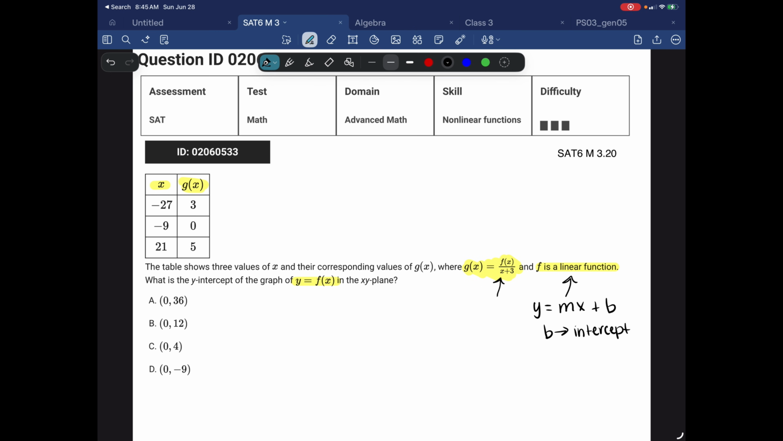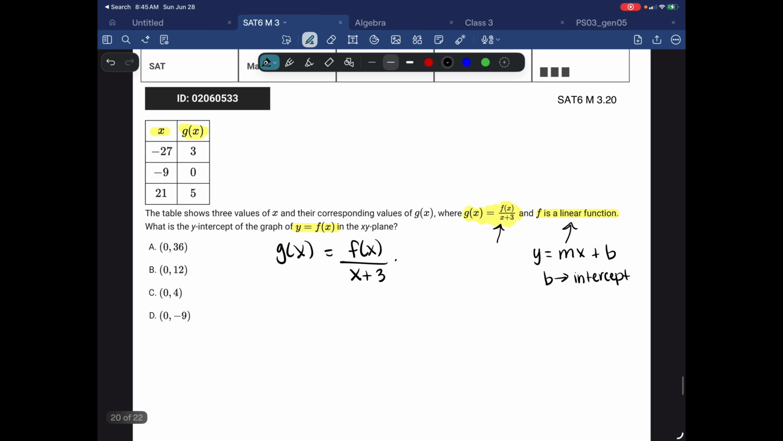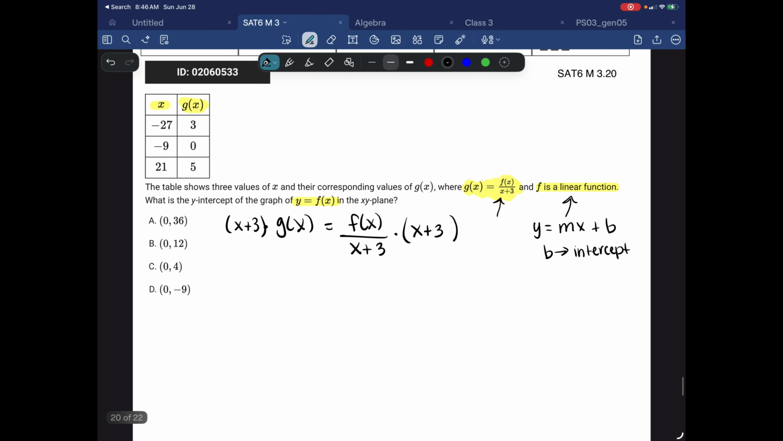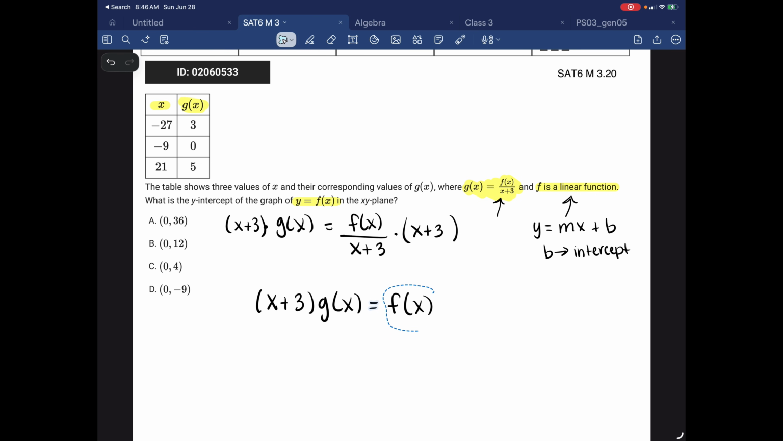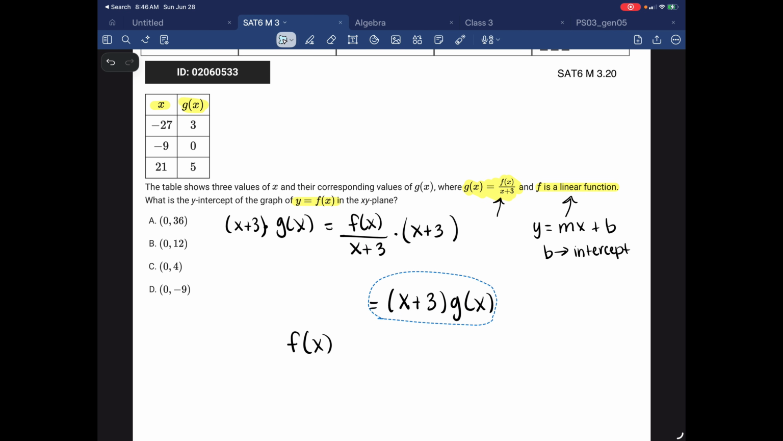So from the g of x equation, I'm going to solve for f of x. We have g of x equals f of x over x plus 3. To solve for f of x, I'm going to multiply both sides by x plus 3. So I have x plus 3 times g of x equals f of x. I'm just going to move the f of x to the other side so it looks better, but they're still equivalent, so it's okay to do that.